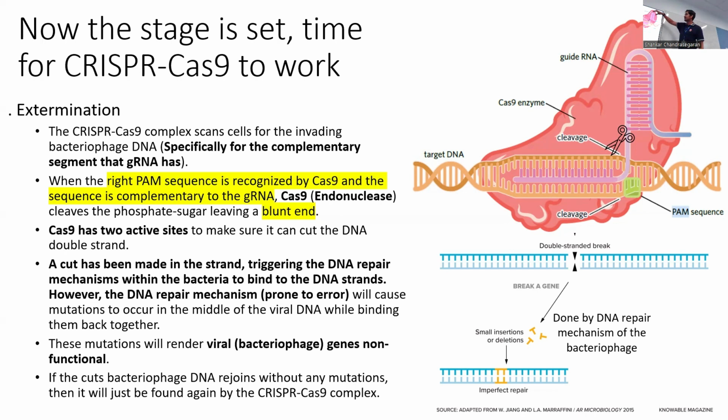Okay, so it looks for the complementary guide RNA sequence along its own bacterial DNA to see whether there are any complementary sequences. If there are, that means the bacteriophage has already inserted its gene into the bacteria. So the CRISPR-Cas9 complex recognizes that, and then it will make two cuts at the double strand, creating a double strand break.